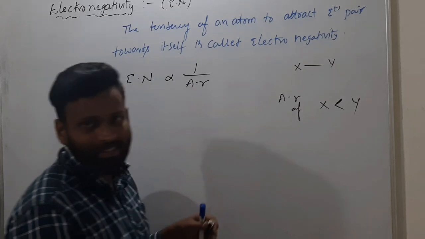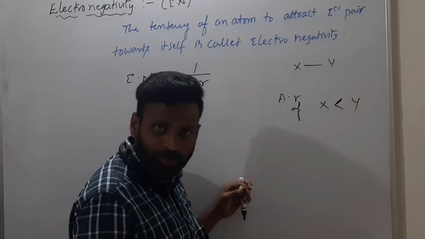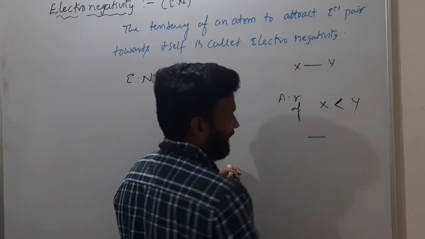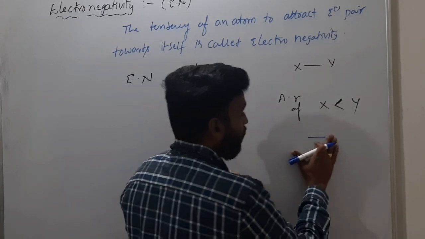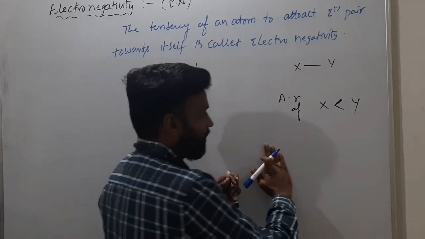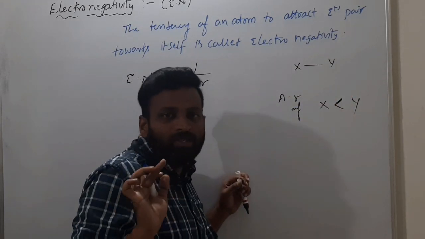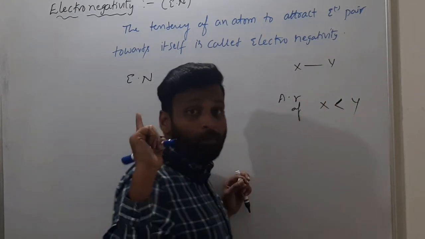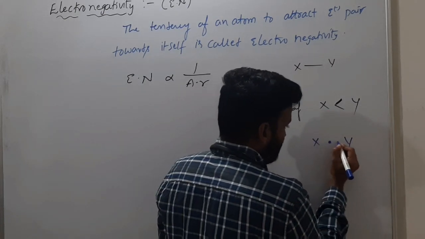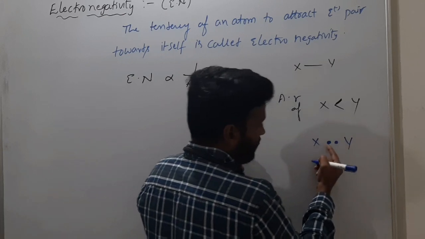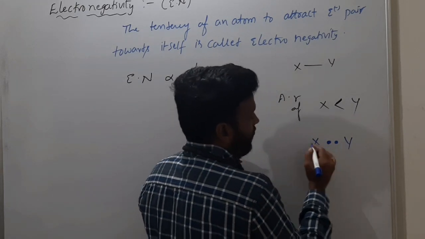Some bond is there between X and Y. A bond means two electrons, one pair. One horizontal line indicates a covalent bond. We will discuss this in chemical bonding. Simply remember, one line or one bond means two electrons, one pair. So between X and Y one pair is there, these two dots, two electrons.